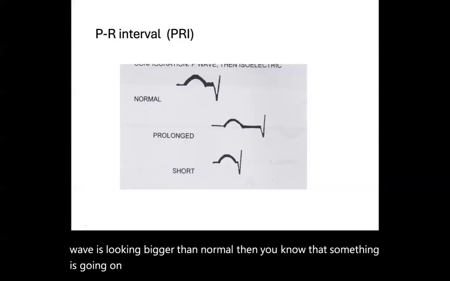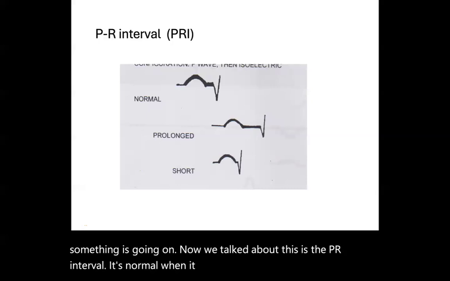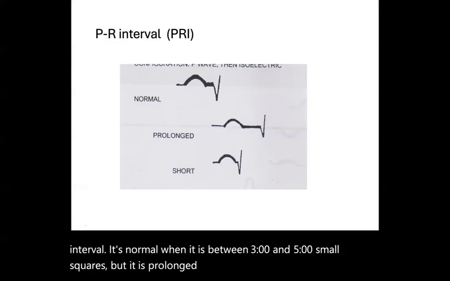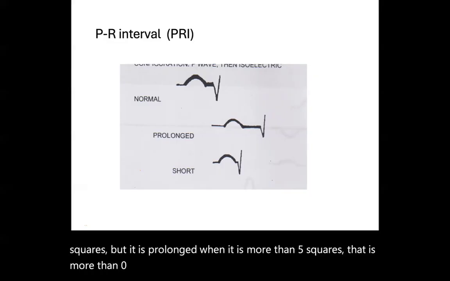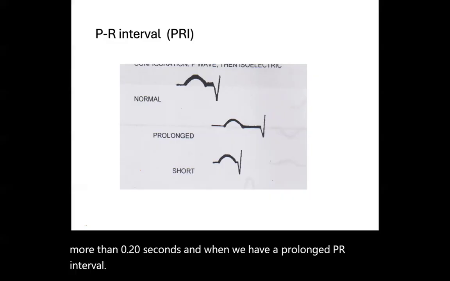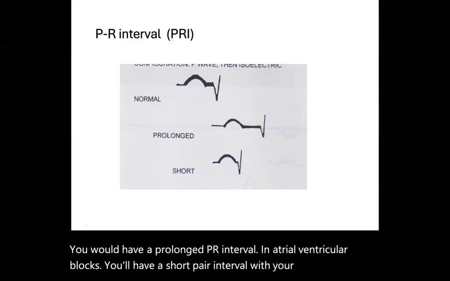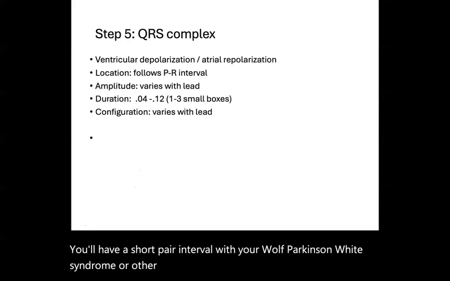Now, we've talked about this. This is the PR interval. It's normal when it is between 3 and 5 small squares, but it is prolonged when it is more than 5 squares. That's more than 0.20 seconds. And where will you have a prolonged PR interval? You would have a prolonged PR interval in atrioventricular blocks. You will have a short PR interval with Wolff-Parkinson-White syndrome or other abnormalities with conduction.